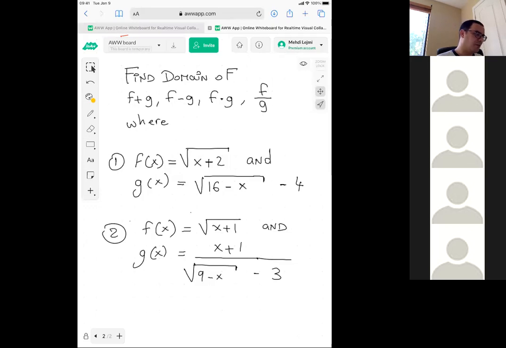The problem number two, the g is kind of tricky. So just be careful. Number two, because in the function g in the problem number two, you have at the same time a division and a square root. So there are two things to do in the function g in the problem number two.